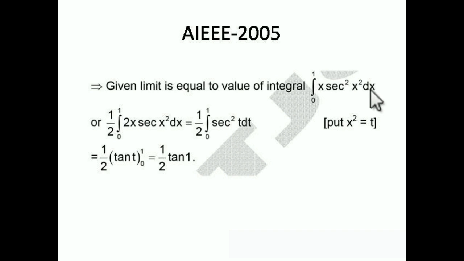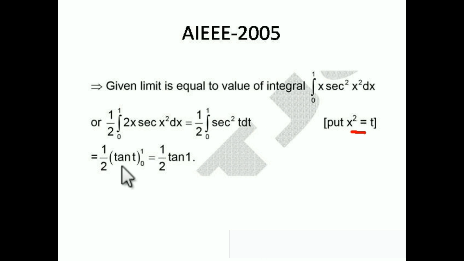Now again I have to make an assumption, so I multiply by 2 and divide by 2. Now I take x square is equal to t, that means 2x dx is equal to dt. So this 2x dx becomes dt, and here we have sec square t, and the integration of sec square t is tan t. Now the limit is the same, because if you put x is equal to 0, t is equal to 0. If you put 1, then t is equal to 1. So the limit is the same, 0 to 1.